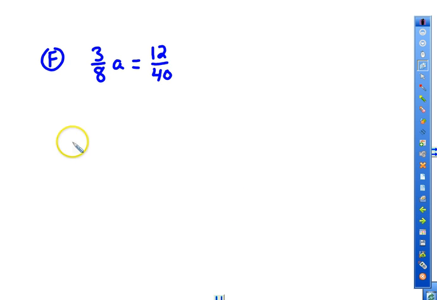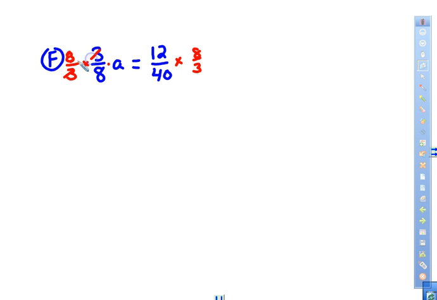Let's look at our next one. Go ahead and hit pause and solve letter F. Now for letter F, this is a multiplication problem. You say, well, it's division, it has a fraction. True, but how is it in relation to this variable? This is actually a multiplication problem. So we're going to take the reciprocal of 3/8, which would be 8/3. So we multiply this side by 8/3.